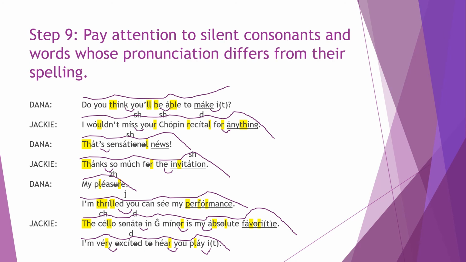In step 9, watch out for silent consonants and words whose pronunciation differs from their spelling. In this scene, the T in "wouldn't" is silent, so I've crossed it out. More importantly here, there are a lot of words with unusual or tricky spellings. For example, the letters CH in "Chopin" are pronounced like an SH, "Chopin," but the C in "cello" is pronounced like a CH sound, "cello."